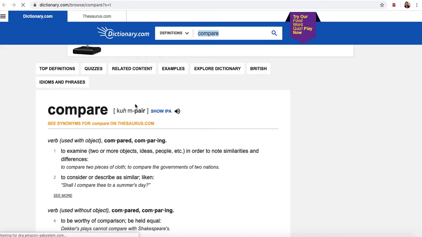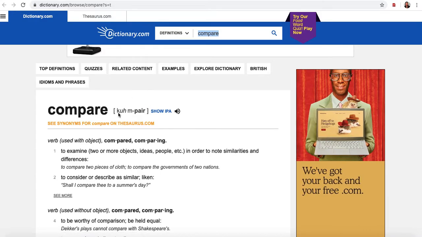This that you see right here shows you how to pronounce it. So if you're sounding out the word, you would say compare, compare. And then you have a speaker button. Compare. That will say it for you. It tells you the definition down here. I'm seeing that this has 2 different definitions, and it's a verb. It means it's something we can do, okay?